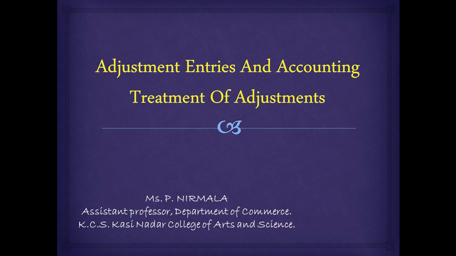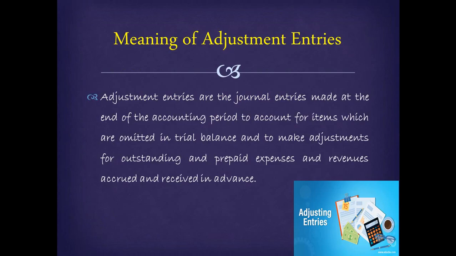In this video, I am going to explain the adjustment entries and the accounting treatment of adjustments. An adjustment entry is a journal entry made at the end of the accounting period. The main purpose of these adjustment entries is to find out the true and fair view of profitability and to exhibit the true and fair view of financial status.